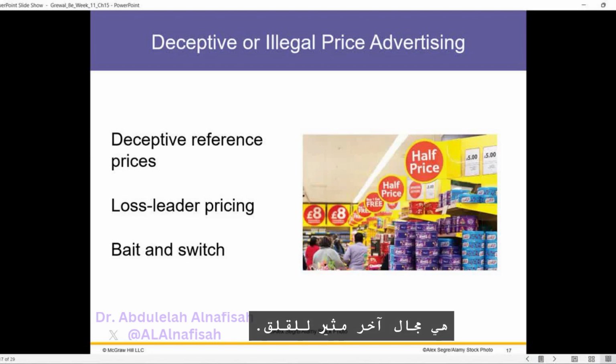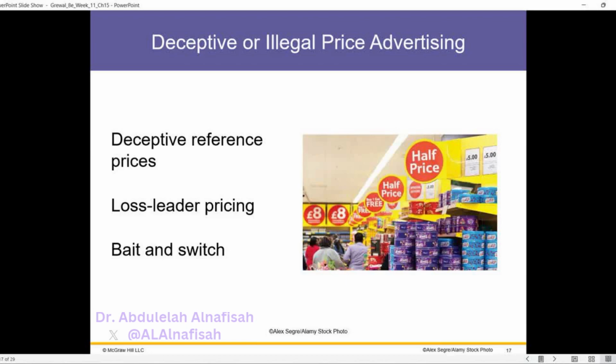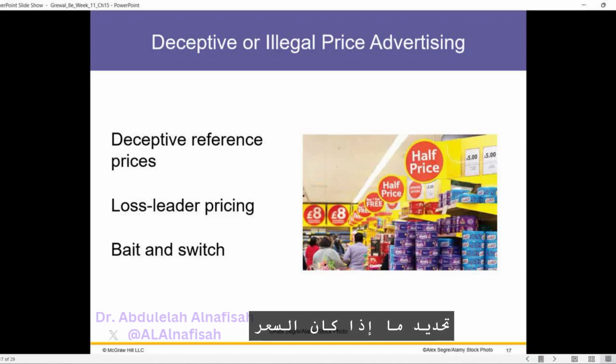Deceptive reference prices are another area of concern. Reference prices are used to create a reference point for consumers to compare the selling price. If a reference price is inflated or fictitious, it is considered deceptive because it misleads consumers. Determining whether a reference price is bona fide, genuine, can be challenging. The criteria for a regular price may vary, but one guideline suggested by the Better Business Bureau is that at least 50% of the sales should have occurred at that price for it to be considered a regular price.